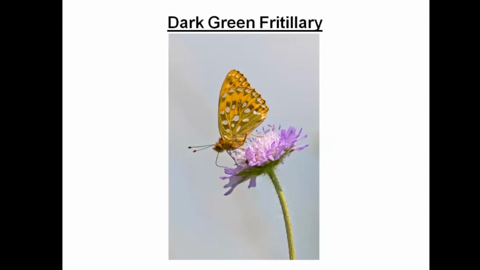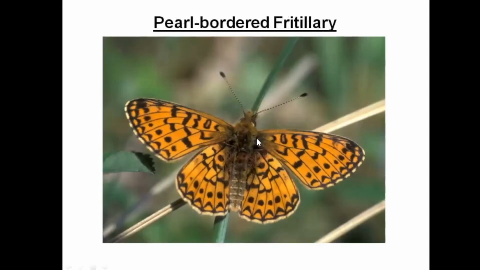It bombs. It really goes at a rate of knots over the grasslands, quite low, very difficult to photograph. You have to go at certain times of the day. So if you see something orange bombing around quite low over the grasslands, it's going to be a dark green fritillary. But again, if it settles, you'll see the green on the underside rather than the silver washing, which gives it its name.